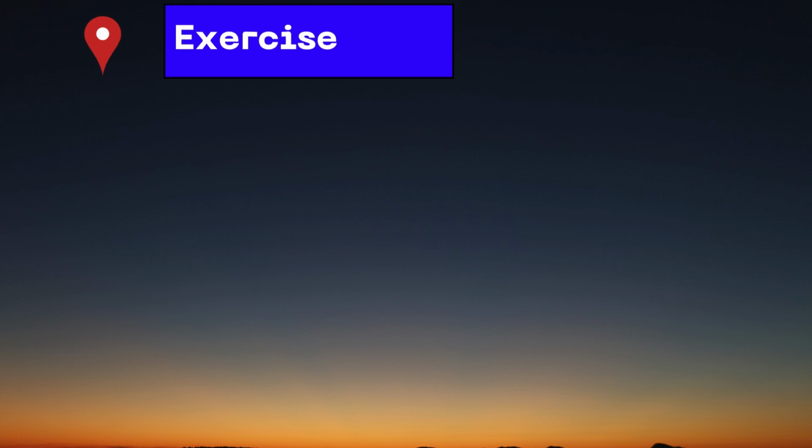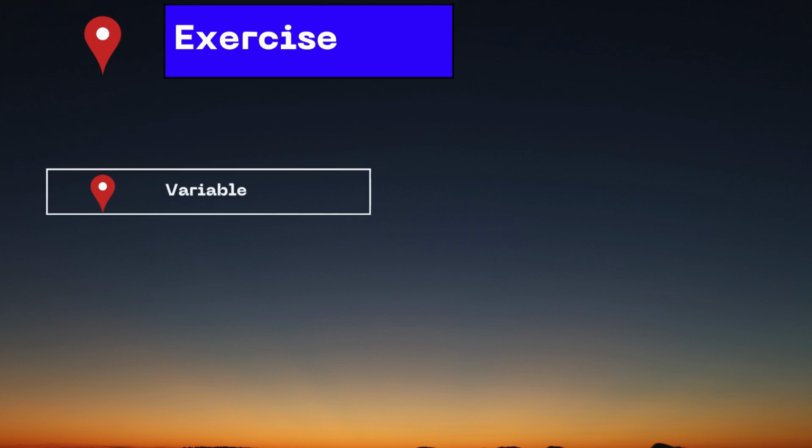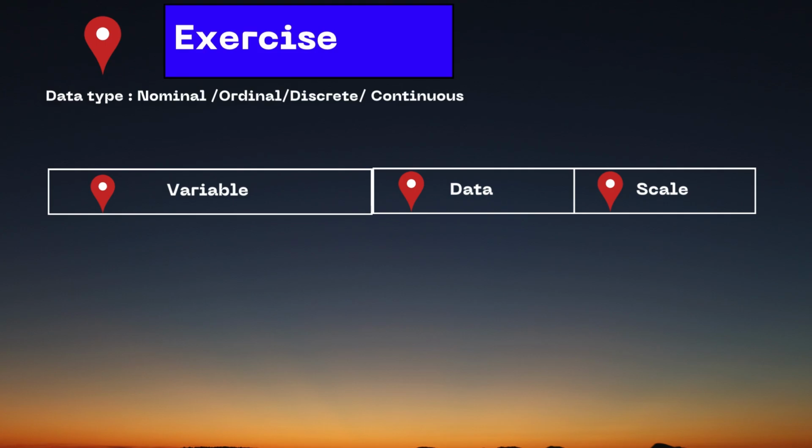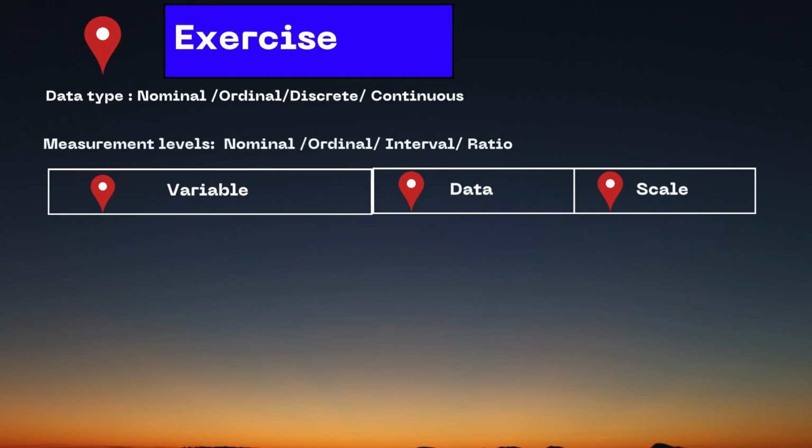This exercise is designed to help you understand and apply the concepts of data types and levels of measurement. By correctly identifying these aspects, you will enhance your ability to analyze and interpret data accurately. How to do it? You are given a variable. You have to select its correct data type and level of measurement. Data type options: nominal, ordinal, discrete, continuous. Level of measurement options: nominal, ordinal, interval, ratio.